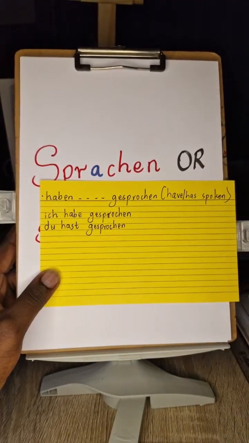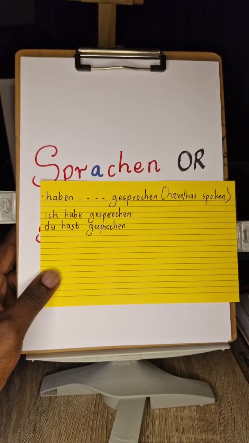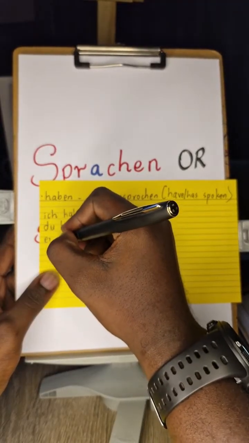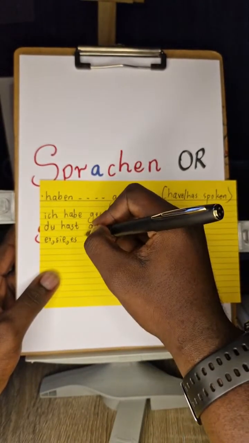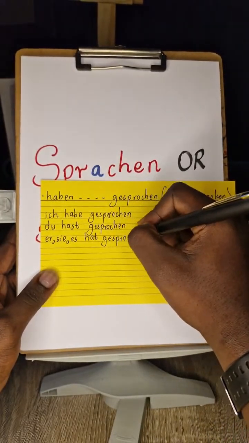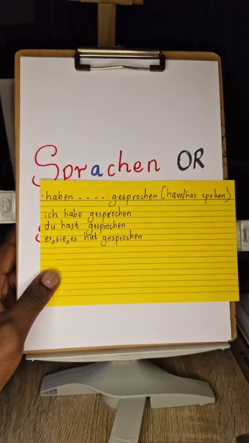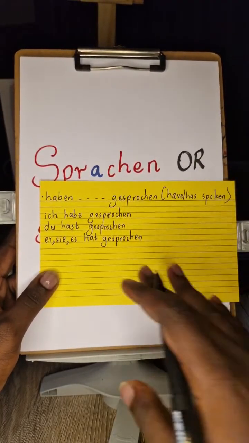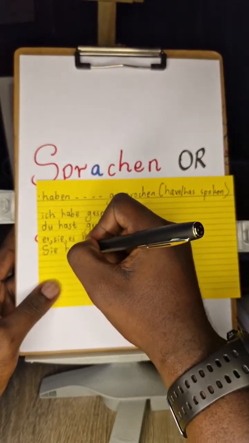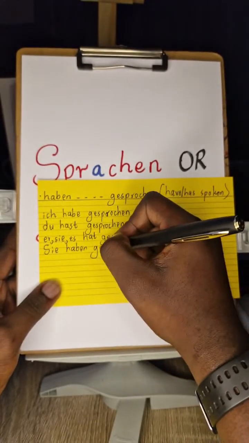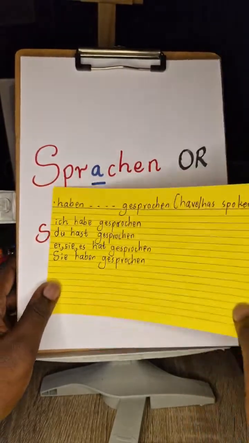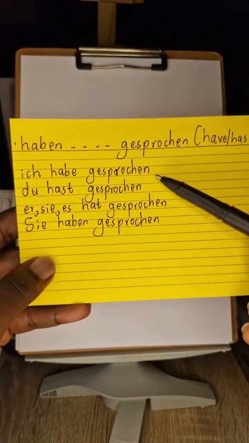Du hast gesprochen. You have spoken. Now, in RZS, I would say hat gesprochen. RZS hat gesprochen. So he, she, it has spoken. And then in the Z form, now under Z you would say Sie haben gesprochen. You have spoken. Now you are noticing that all through and through, the gesprochen remains the same.